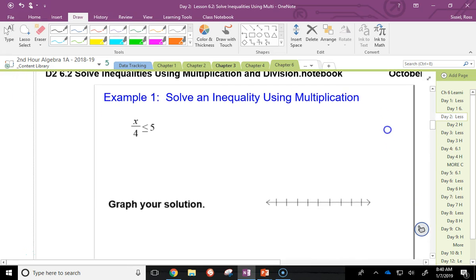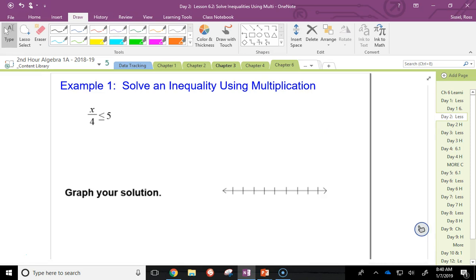All right, so everyone should have the notes and follow along with this. It says, solve the inequality using multiplication. I have x divided by 4 is less than or equal to 5. Remember to undo a fraction when I have x being divided by 4. My variable's on top of my fraction. I'm going to undo it by multiplying by the reciprocal or multiplying by that denominator. So I'm going to multiply this whole thing by 4. And whatever you do on one side of the inequality, you have to do to the other side.